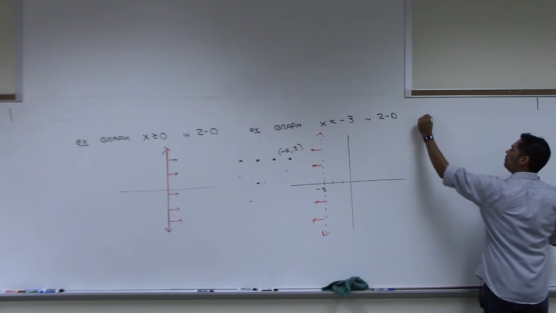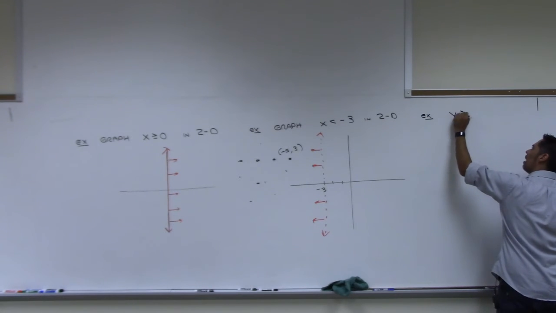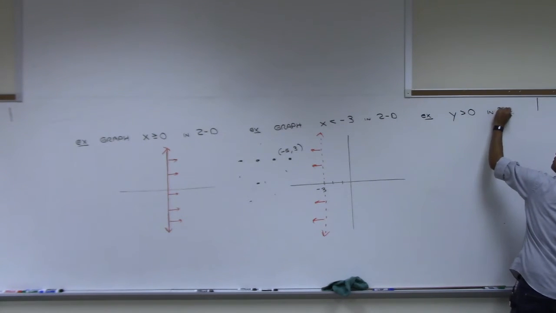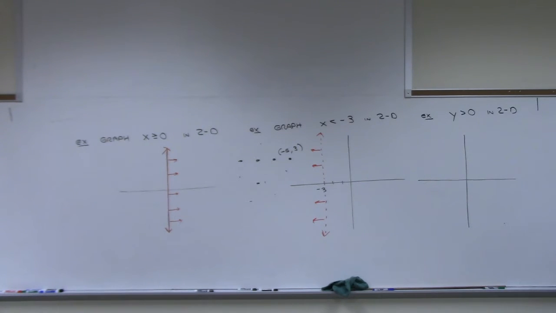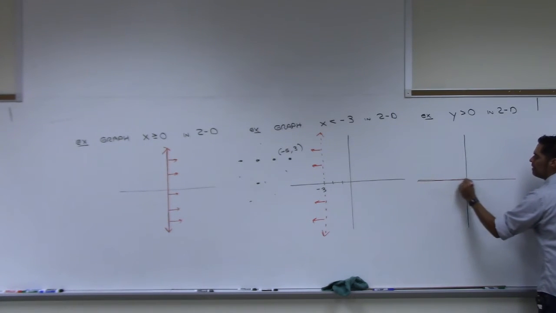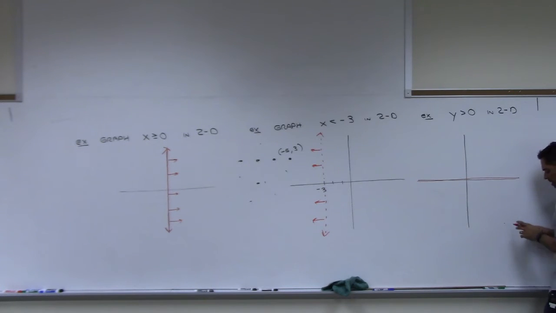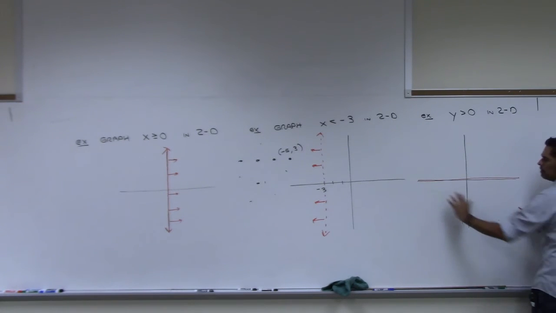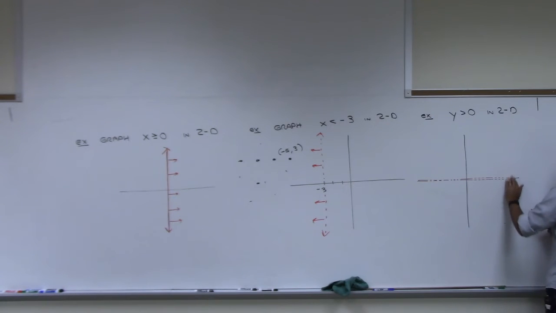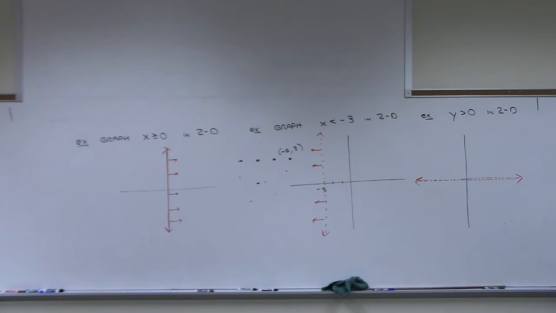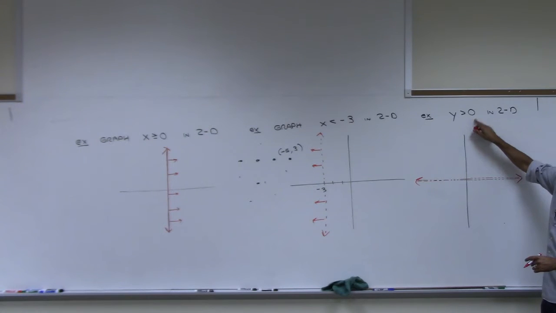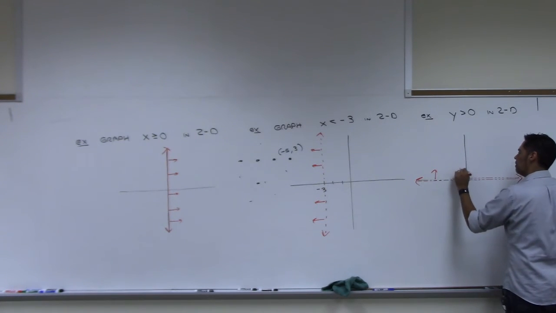Okay, how about this one? y greater than 0 in 2D. So this time I'm drawing what? A horizontal line. It's going to go through 0 on the y-axis, like this. Oh, I messed up. It's supposed to be what? Dashed, right? So there, I'm going to make it dashed. There we go. It's a dashed line, and I'm going to shade which way? My y values have to be bigger than 0. Up. So it's everything up from here.